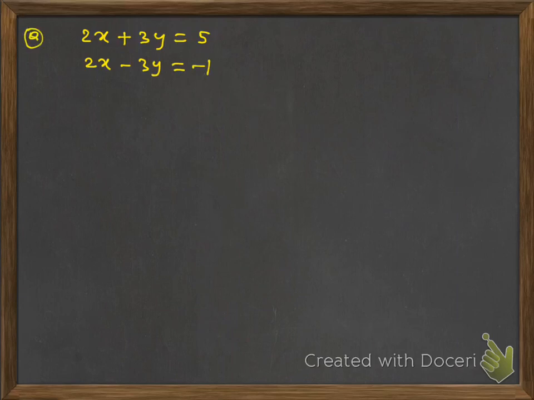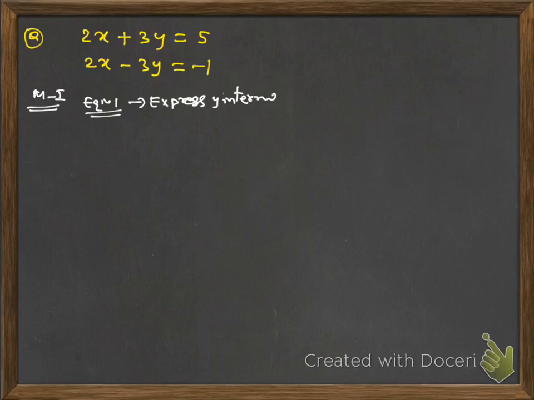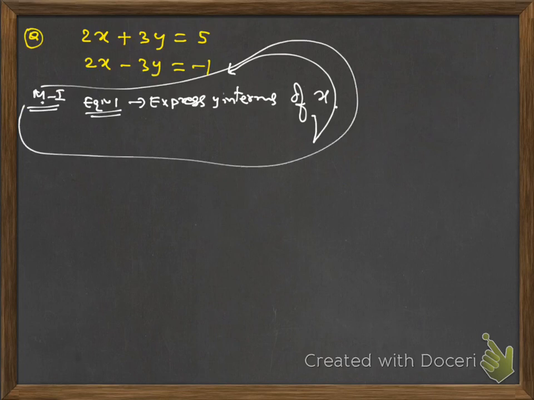Let us say your equations are 2x plus 3y equal to 5 and 2x minus 3y is equal to minus 1. Now in the first method, like in method 1, from equation 1 express y in terms of x, and then substitute that in the second equation, then you will solve. Now coming to the second method, what you are going to do is, to get x, bring the coefficients of y to be the same.